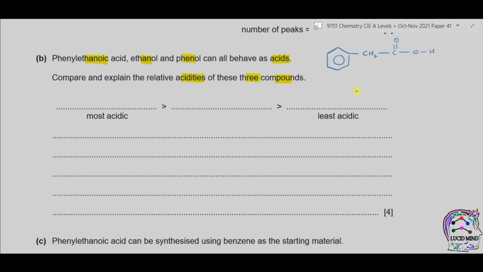In ethanol, we have C2H5OH. In phenol, we have a benzene ring and an OH group is present.